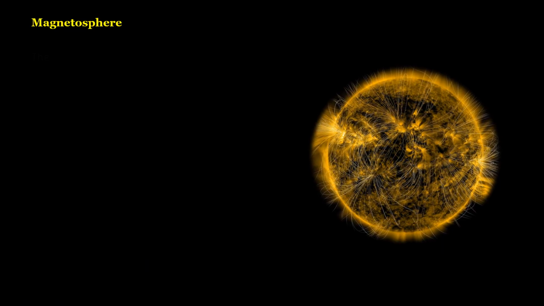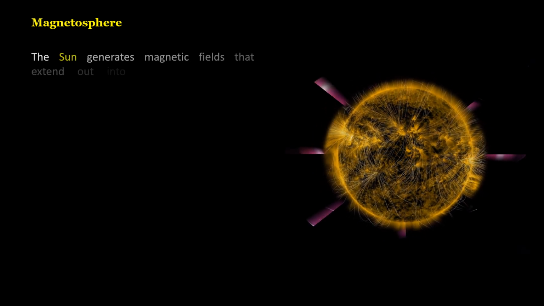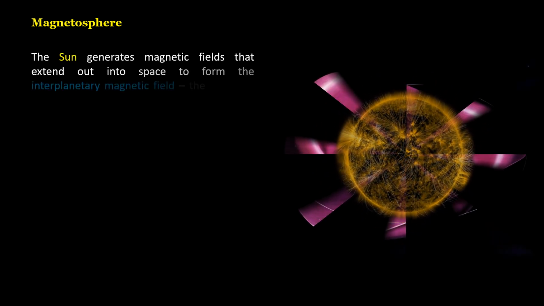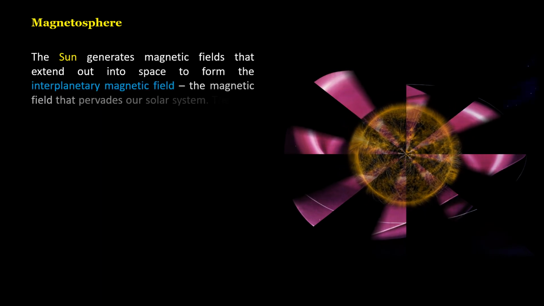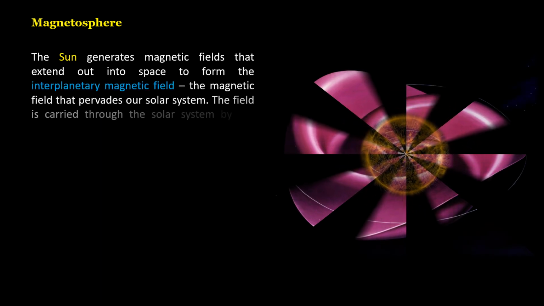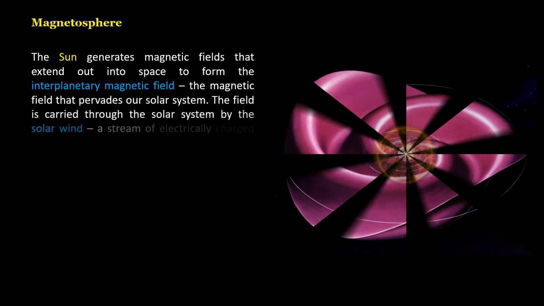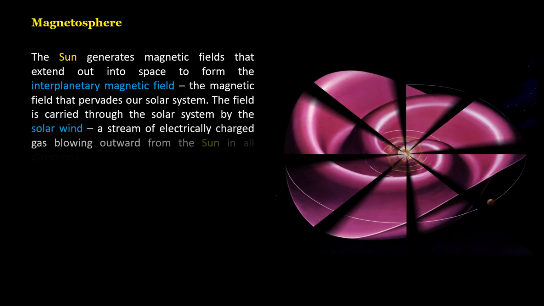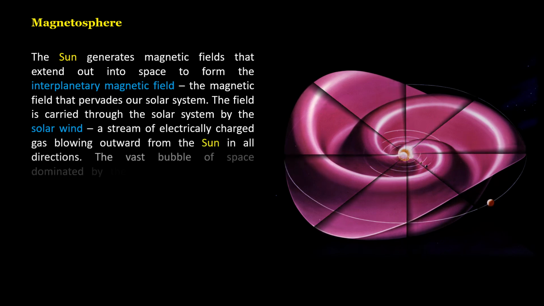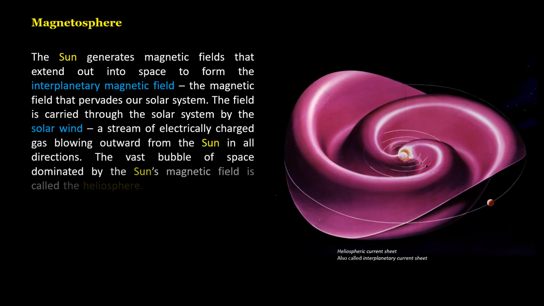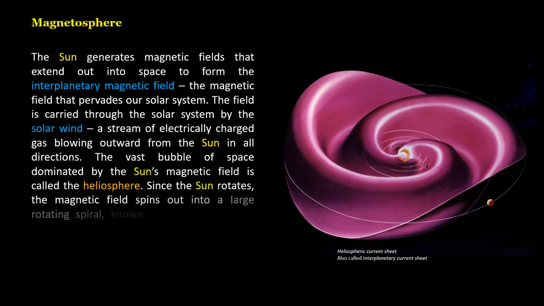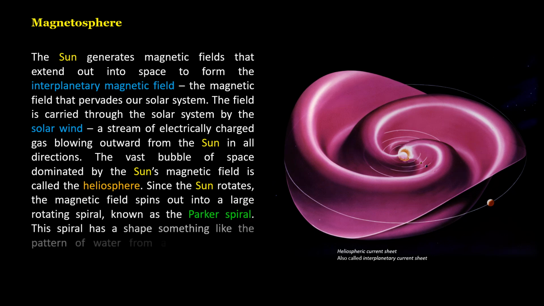Magnetosphere. The Sun generates magnetic fields that extend out into space to form the interplanetary magnetic field, the magnetic field that pervades our solar system. The field is carried through the solar system by the solar wind, a stream of electrically charged gas blowing outward from the Sun in all directions. The vast bubble of space dominated by the Sun's magnetic field is called the heliosphere. Since the Sun rotates, the magnetic field spins out into a large rotating spiral, known as the Parker spiral. This spiral has a shape something like the pattern of water from a rotating garden sprinkler.